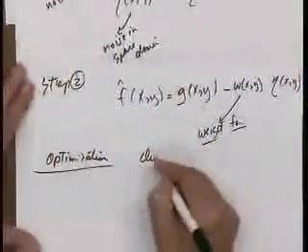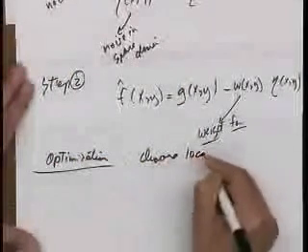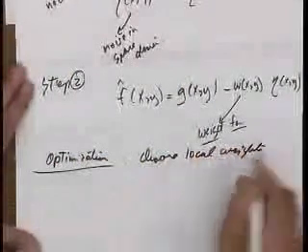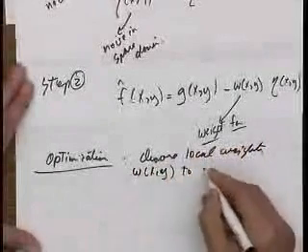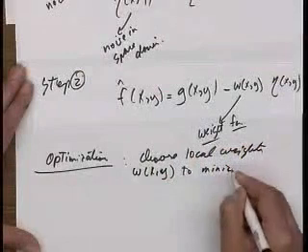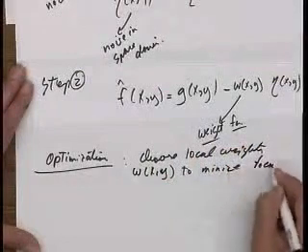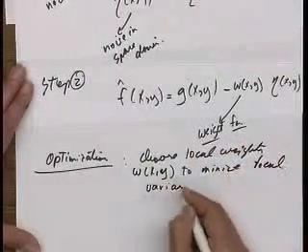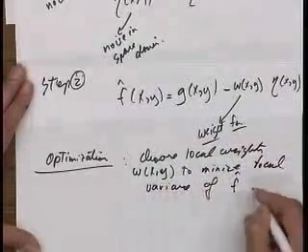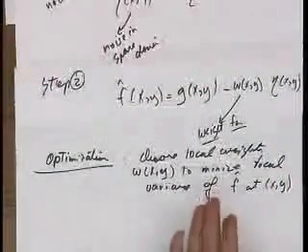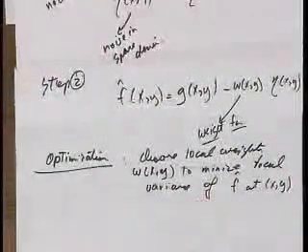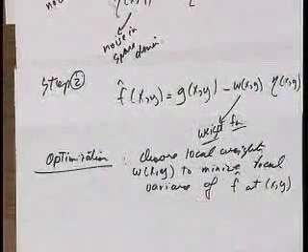Choose these local weights w of x comma y to minimize the local variance of f hat at x comma y. And could I have picked a different optimization criteria? Sure. Would I have gotten a good result? Probably. Is there one best optimization technique? No.